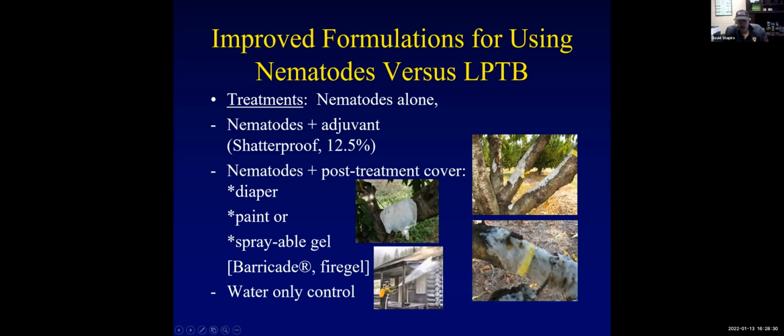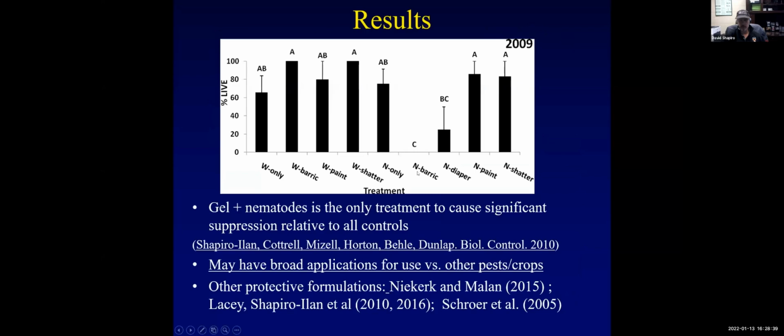It stays wet a long time, so we thought if we apply the nematodes in this gel on top, it's going to keep the nematodes moist and protect them from UV and desiccation, which it did. So here you see nematodes with this barricade gel. The diaper did pretty well, but not as well as the barricade. The W is for water only, so these are the formulations without nematodes, and the N is for nematodes. Nematodes alone did poorly, and this is percent live insects, so here all the insects were killed. So we see the gel plus nematode caused substantial suppression, and we think this kind of thing can be used in a variety of above ground systems against various pests.